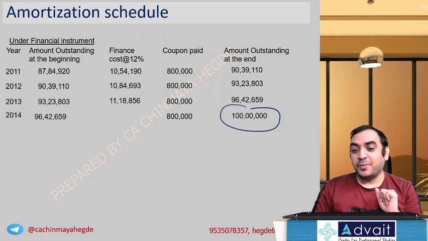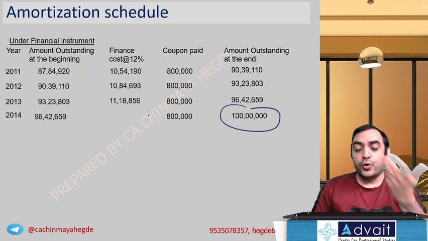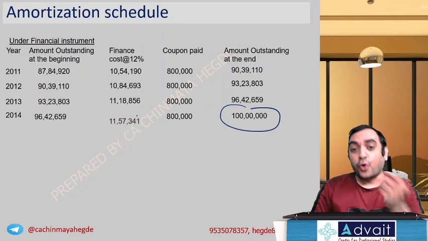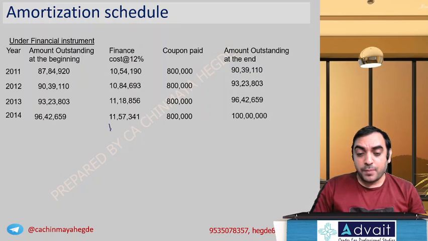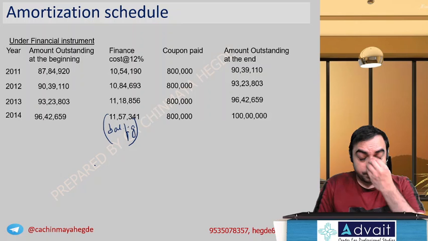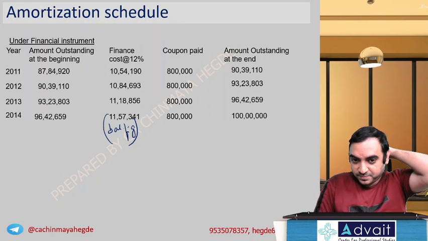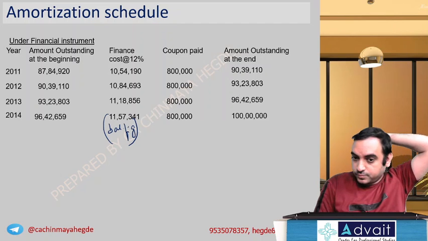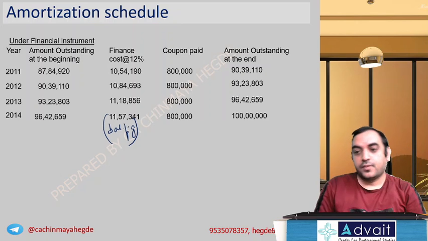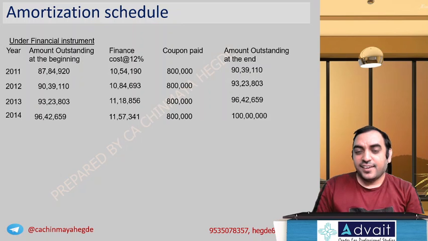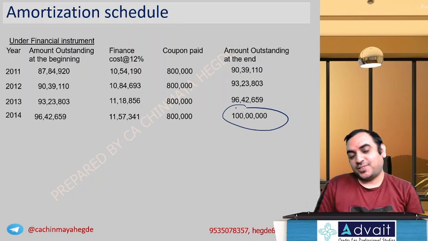This is my liability amount ultimately. Therefore, this number you do as a balancing figure, because of round off, let's do some mathematical adjustments. So this 11 lakh 57 will be a balancing figure. You see, ultimately it's coming to 100 lakhs.